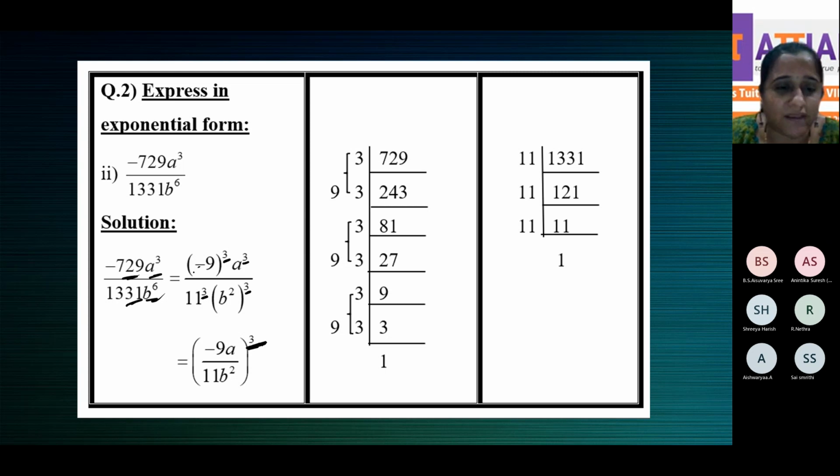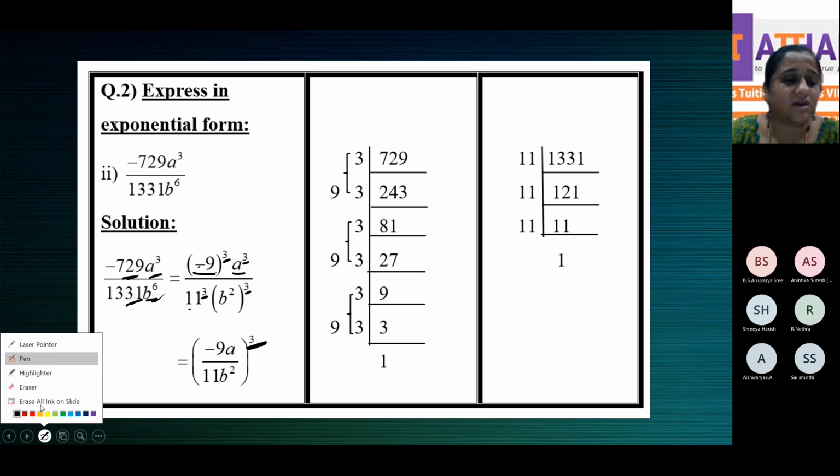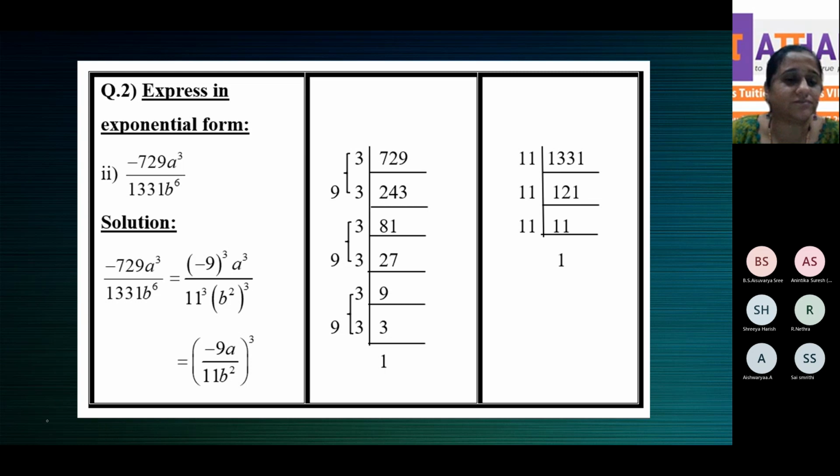And write the bases, minus 9a, right without the 3. Put the whole power 3 here and write without the 3. Take out the power 3. Why? Because we've written the whole power 3 here. So it will be minus 9a in the numerator and in the denominator it will be 11b squared.